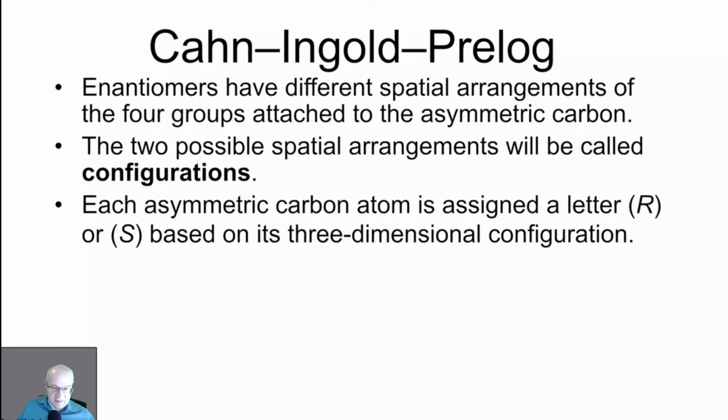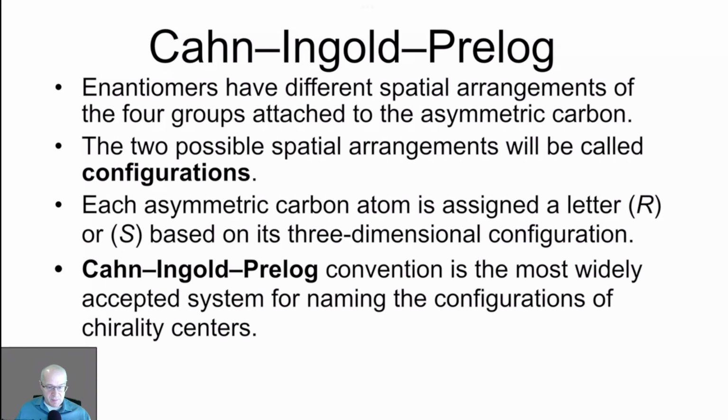Each asymmetric carbon atom is lettered R or S depending on its three-dimensional configuration. It all depends on that. So Cahn, Ingold, and Prelog have given us a great roadmap we can use to figure out, is this configuration R or is this configuration S? Everybody follows Cahn, Ingold, Prelog rules when doing this. So we all should be able to take the configuration in the molecule name and draw the molecule exactly the way it should be, because we're all following the same convention, the most widely used convention out there.